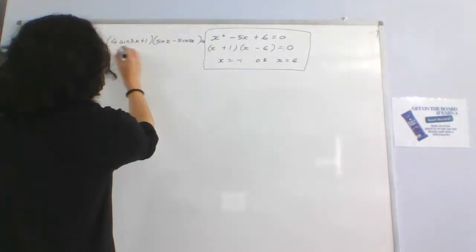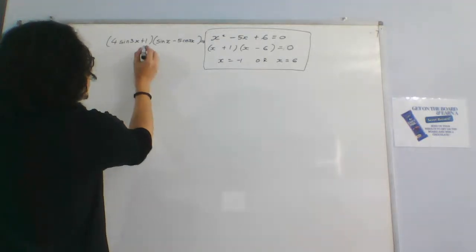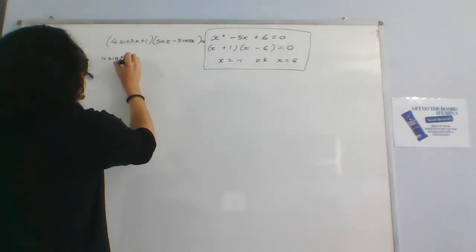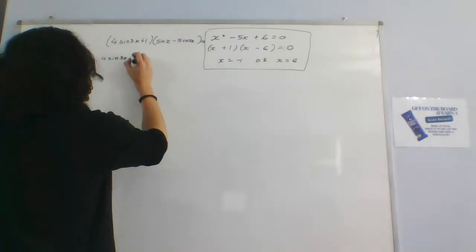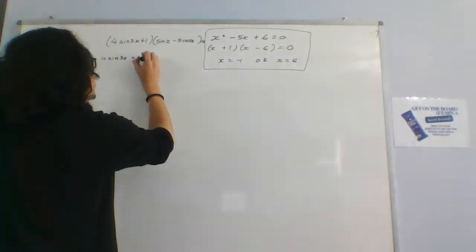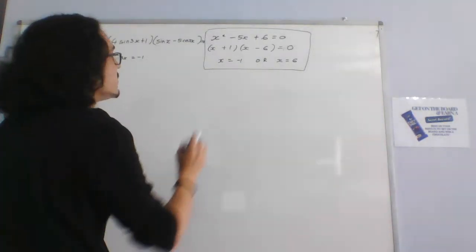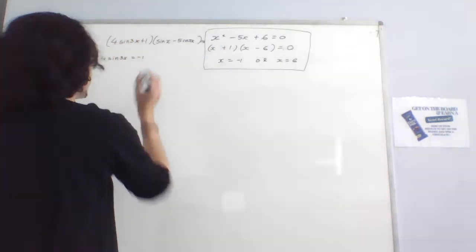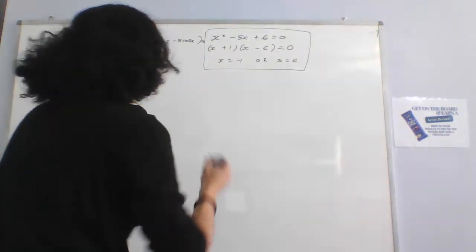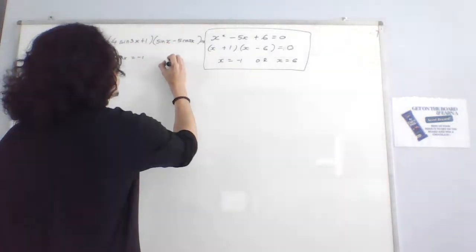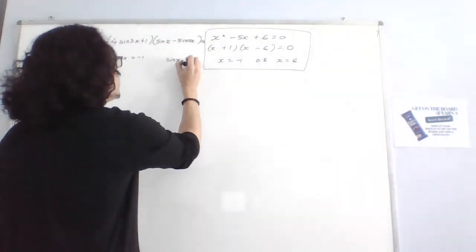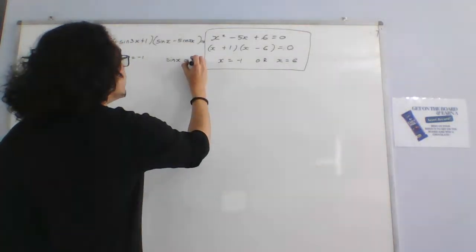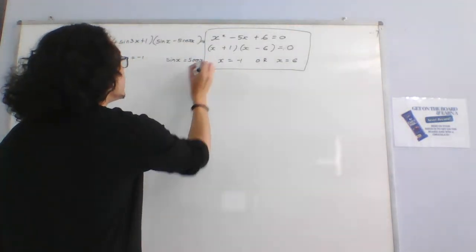Now with this, we're going to essentially do the same thing. We're going to say that 4 sine 3x is equal to -1, right? Just like how we said x was equal to -1 there. And then that's a trig equation that we'll work with in a moment. Over here, we'll have that sine x is equal to, changing the sign again, 5 cos x.